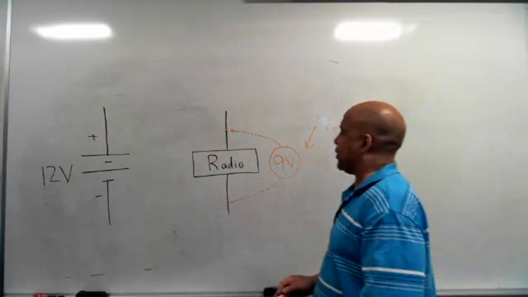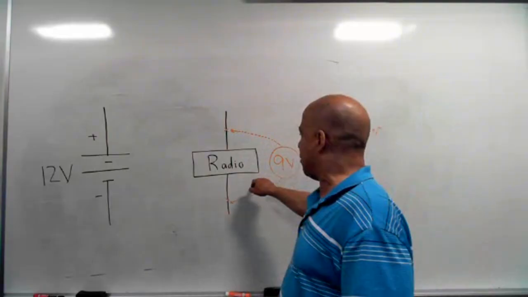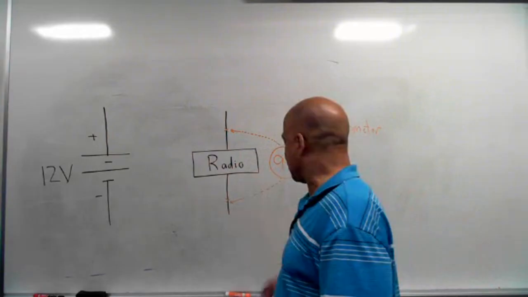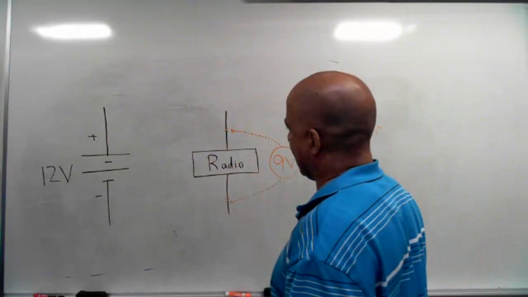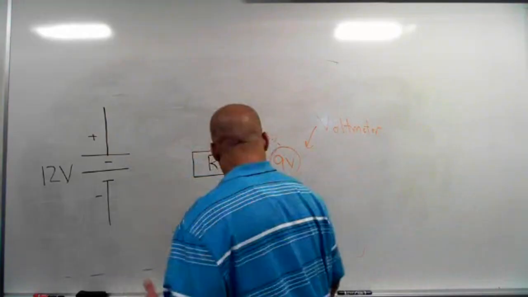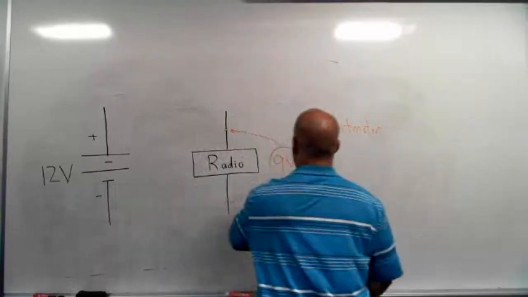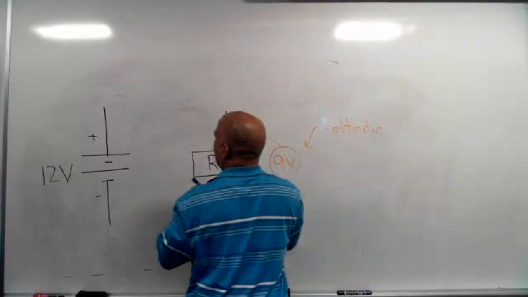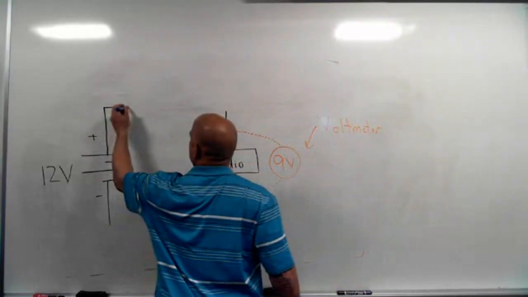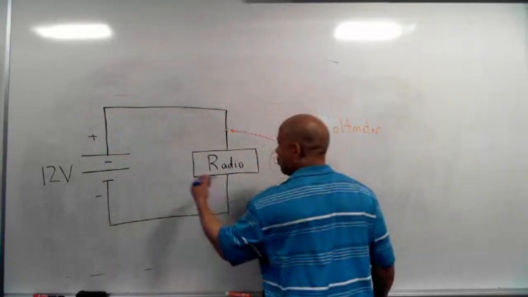Now, let me ask you a question though. The way that the problem is written, it says we have a 9-volt radio, requires 9 volts, and all we have is a 12-volt battery. Why can't I just do this? Why can't I just, since this is more than that, why can't I just hook this directly up like this? Why can't I do that? What's wrong with that?